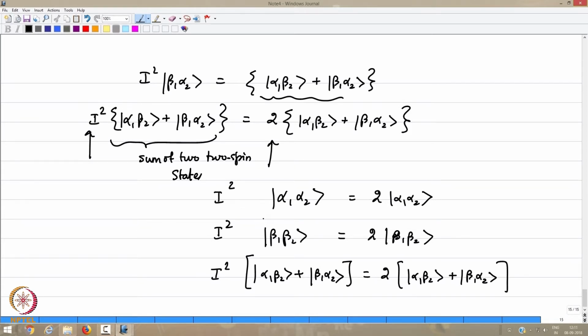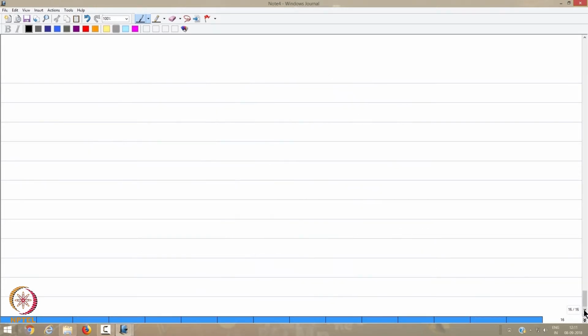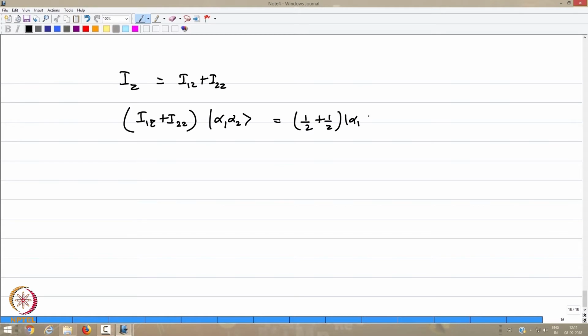So, you have got three functions out of the four, one being a linear combination of two of them, all giving you an eigenvalue 2. What about Iz on these three functions? Iz is I1z plus I2z. I1z plus I2z acting on alpha 1, alpha 2 will give you I1z on alpha 1 is a half and I2z on alpha 2 is a half, and the states will be the same. So, it is half plus a half on alpha 1, alpha 2. Therefore, this is 1 times alpha 1, alpha 2.